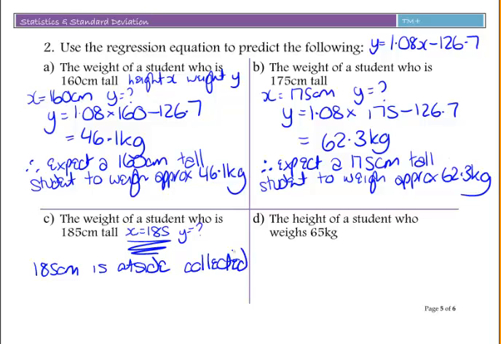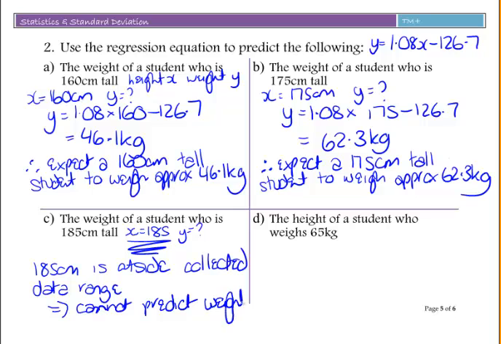Okay, so because it's outside the collected data range, you cannot predict weight. Now I know that might sound weird to some people. Technically you can do it and it's an extrapolation, but it's not going to be very accurate because it is outside the data range, so just take it as in this course we don't extrapolate.